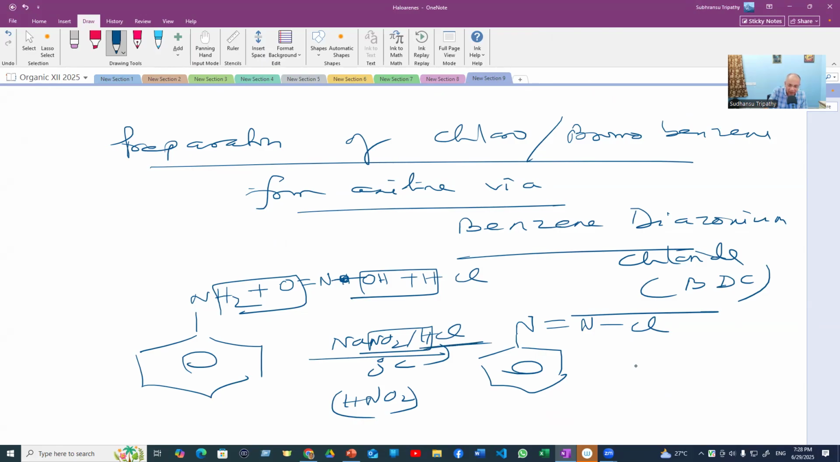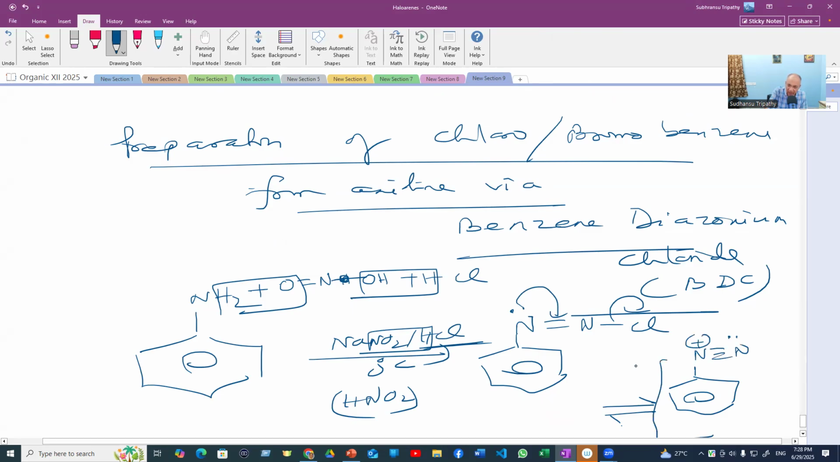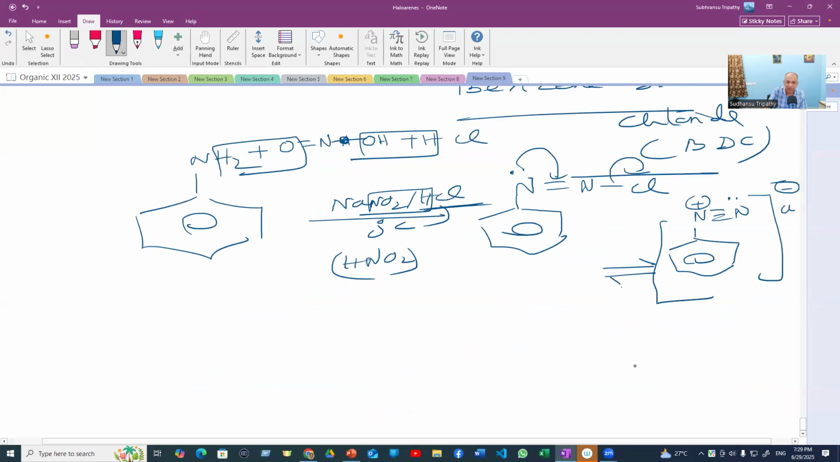But it has got another stable structure. This lone pair will come here and this chloride ion will go. So a more stable structure will be a triple bond with plus charge here, lone pair here, and the chloride ion is outside. So this is called BDC. These two are in equilibrium. It's not resonance. This is a non-ionic structure. This is the ionic structure, the more stable one.